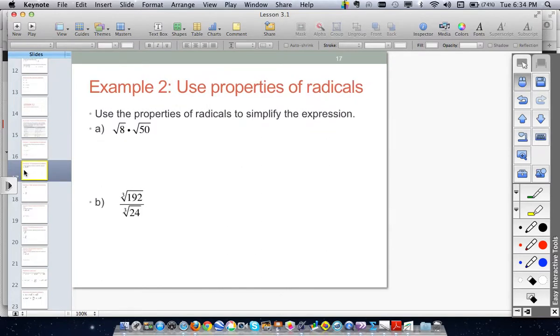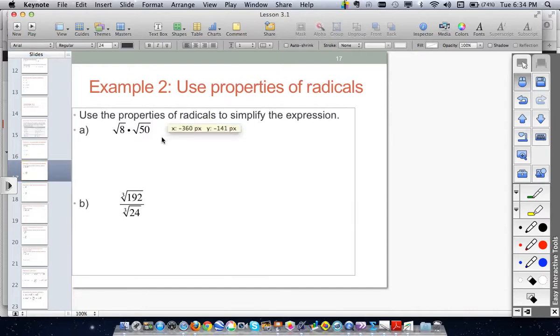Example 2. We're going to be using our properties of radicals. So think back to when we were simplifying our square root signs. So we've started off with a nice basic square root sign. Now my strategy when I simplify radicals is I can go ahead and use prime factorization.